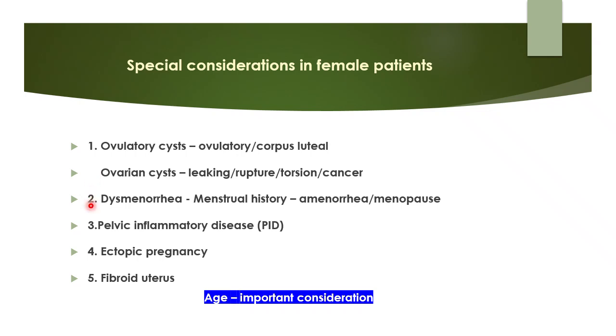Other conditions are menstrual problems, dysmenorrhea. A detailed menstrual history and history of amenorrhea is important. Pelvic inflammatory disease, PID. Ectopic pregnancy is of special importance in young women, because sometimes it can be a real emergency, and also the presence of fibroid uterus.